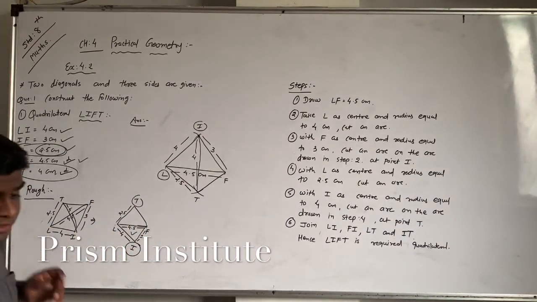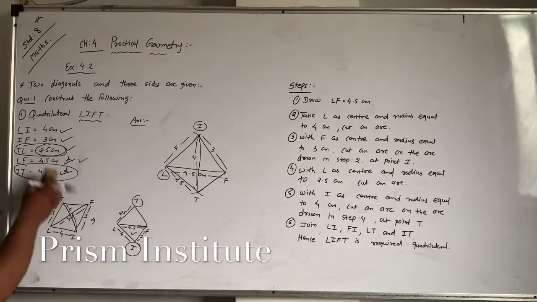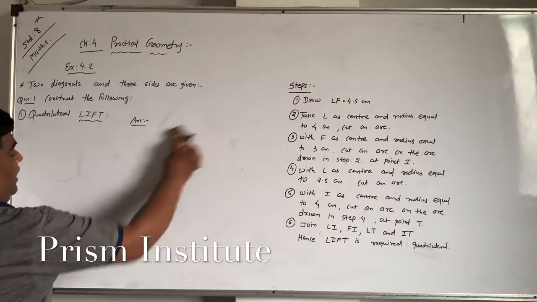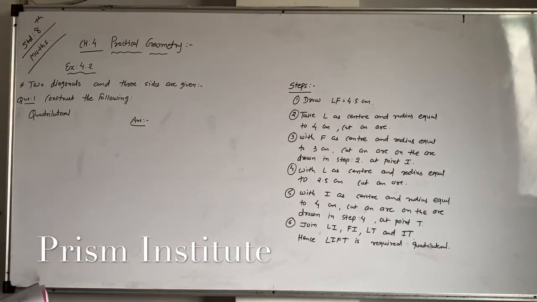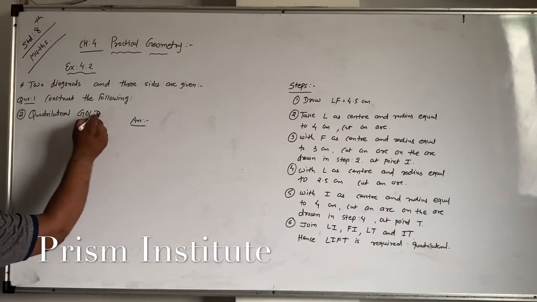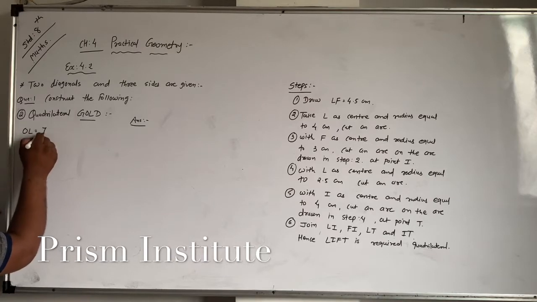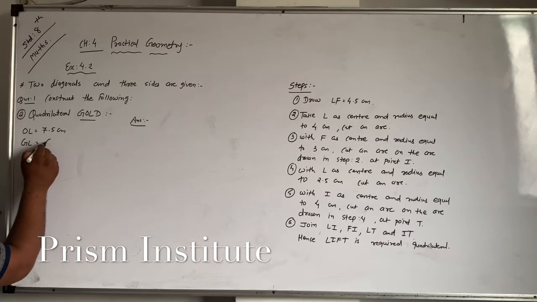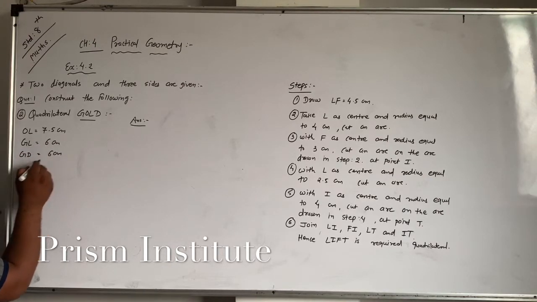Now next, second number construction, that is the quadrilateral GOLD. Again the procedure is the same. Quadrilateral GOLD, where OL is equal to 7.5 centimeter, GL is 6 centimeter, GD is given as 6 centimeter also.